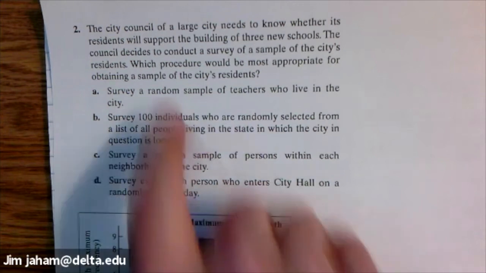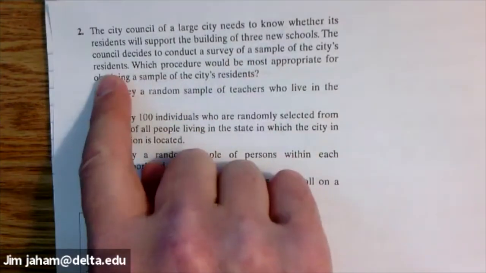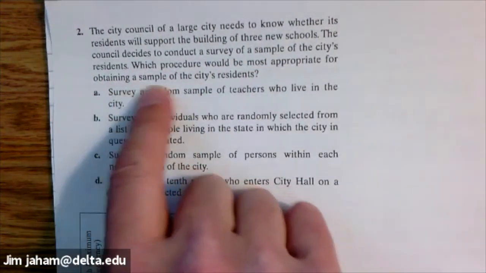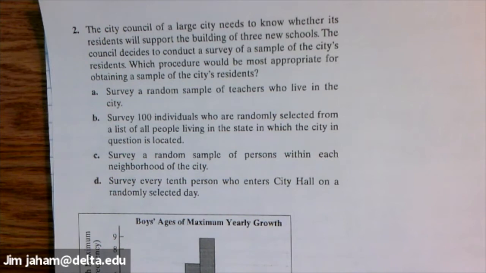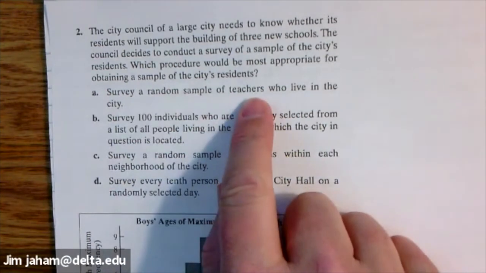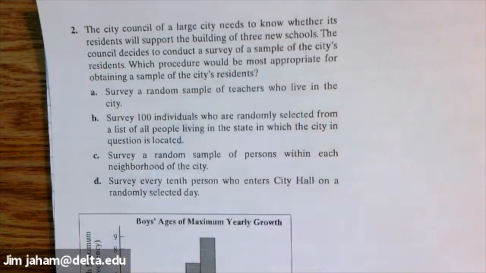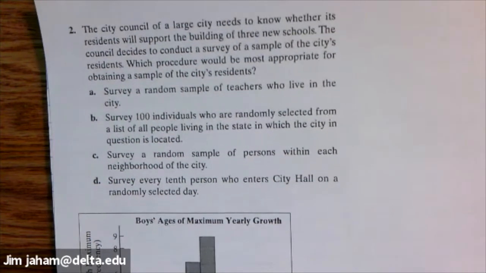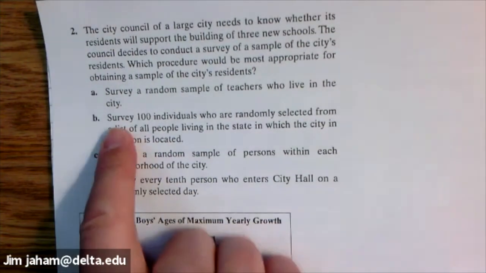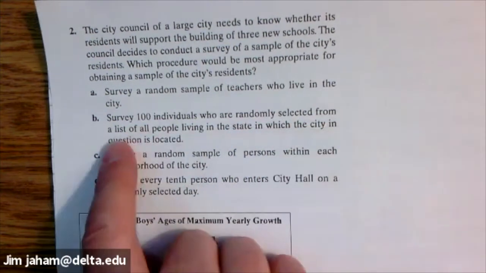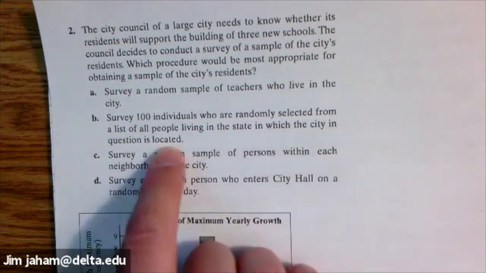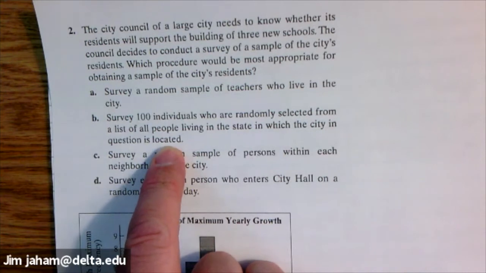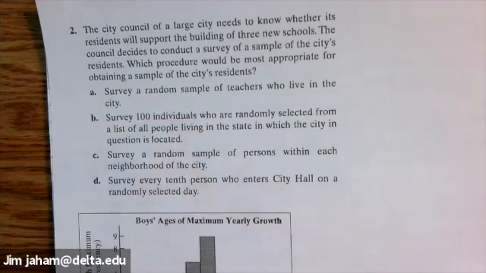So the council decides to conduct a survey of a sample of the city residents. Which procedure would be the most appropriate for obtaining a sample of the city's residents? Just remember, these city residents live all over the place. A: would it be appropriate to survey a random sample of teachers who live in the city? After all, it's new schools. B: would it be more appropriate to survey 100 individuals randomly selected from a list of all people living in the state in which the city is located?